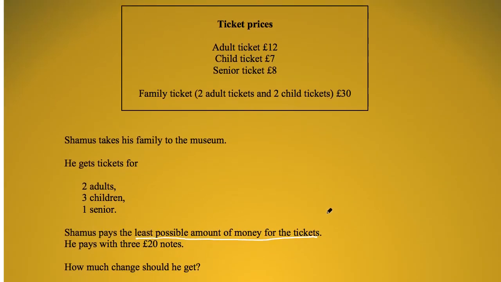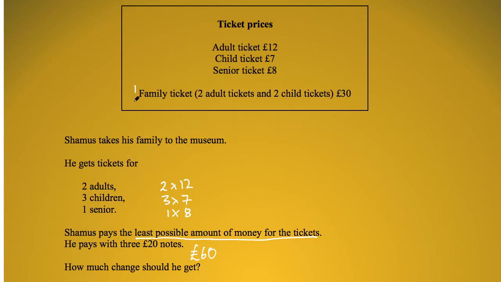So there's a lot involved in this question. We're going to have to first of all find out the cheapest way of buying these tickets. And then he pays with 3 £20 notes. That's £60 that he pays with. And then we're going to have to work out change from £60. So 2 adults, 3 children, 1 senior. Either, in the most basic way, that's 2 times 12 for the adults, 3 times 7 for the children, and 1 times 8 for the senior.